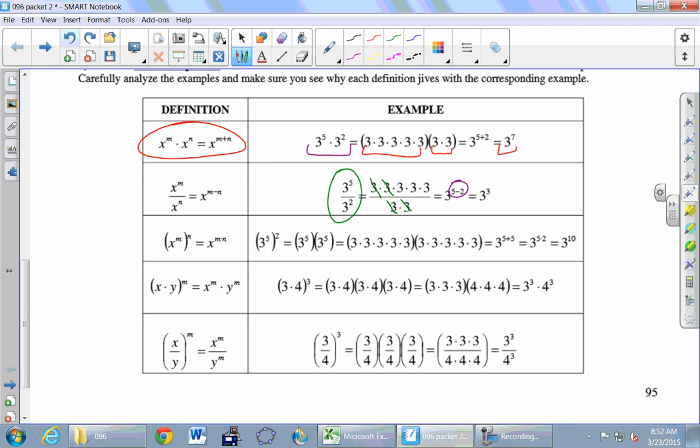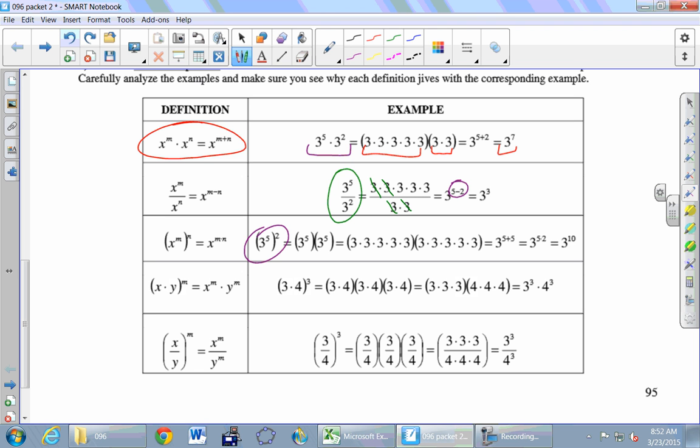Next example, 3 to the 5th squared. Okay, there are a couple of things that I could do with the 5 and the 2. I could add them just like before, right? Maybe the answer is, again, 3 to the 7th. I could multiply them, right? 3 to the 10. Heck, I could even do 5 squared, 3 to the 25th. Only one of those things is right. Let's figure it out by looking at the numbers.